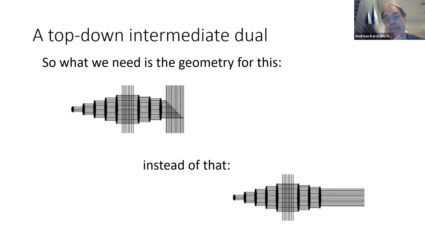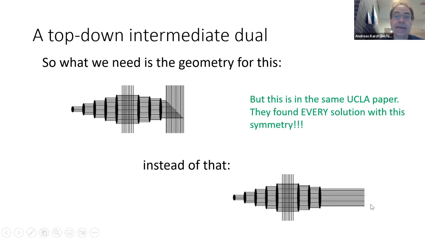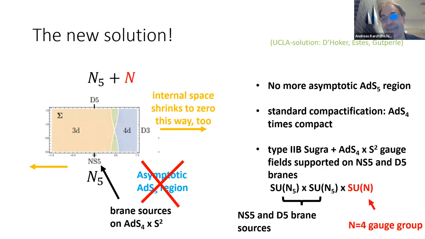Okay, so let's do this from the gravity point of view. Our task from the top-down perspective is that I now need the holographic dual for the geometry truncated by the 5-branes, rather than what I presented to you before, the holographic dual for the sandwich with semi-infinite D3-branes sticking out. And the UCLA people did that too. So this is like a project where in the end, all you need to do is flip to the right page of Michael's paper.